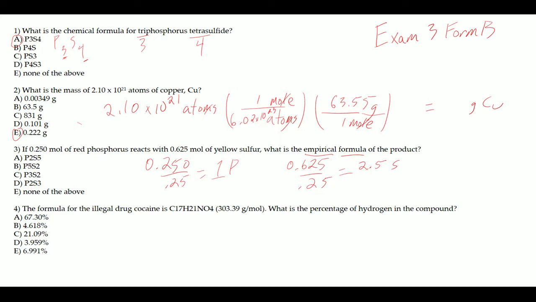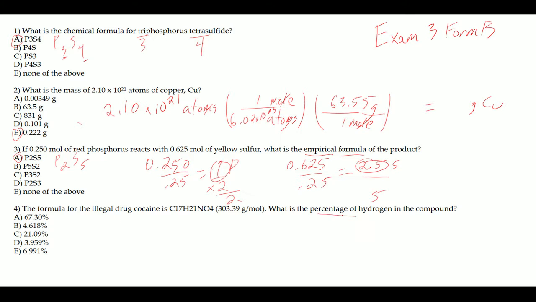So I have to look, where is that ratio? And it should be A. The ratio of phosphorus 2 to sulfur 5, that's a 2 to 5 ratio. Just like if I multiply both of these numbers by 2, 2 to 5 is the same ratio as 1 to 2.5. So that's the only one that fits here. The answer should be A.